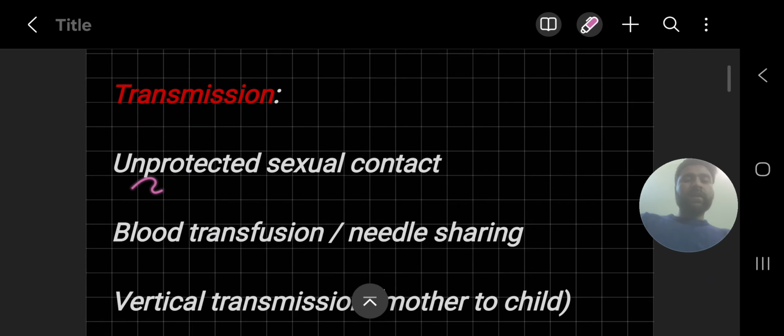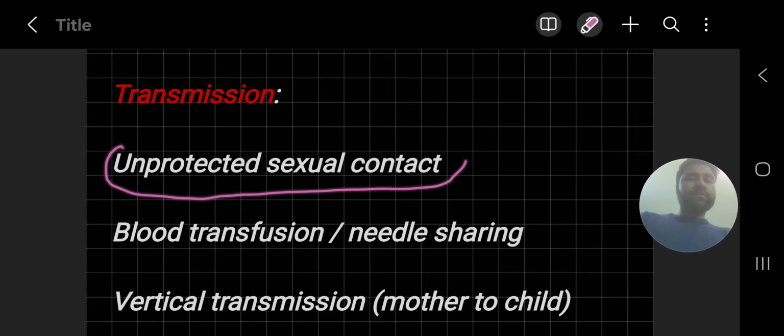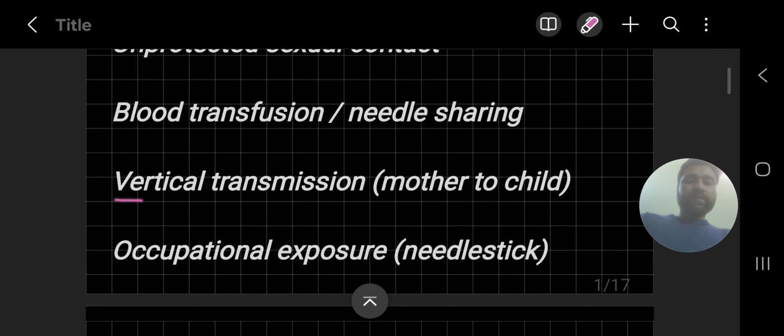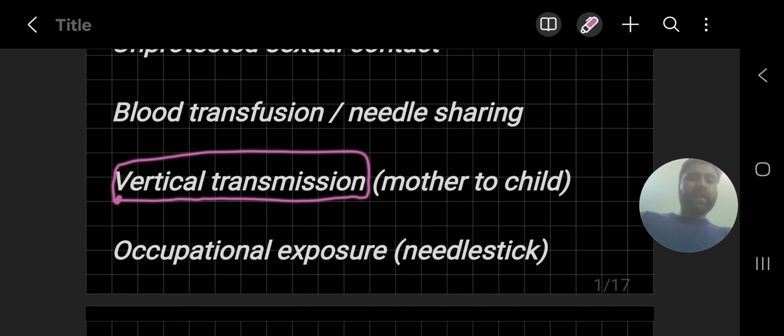Transmission. It can be transmitted mostly through unprotected sexual intercourse, but can also be transmitted through blood transfusion and needle sharing, and also it can be transmitted from mother to child, especially during birth.